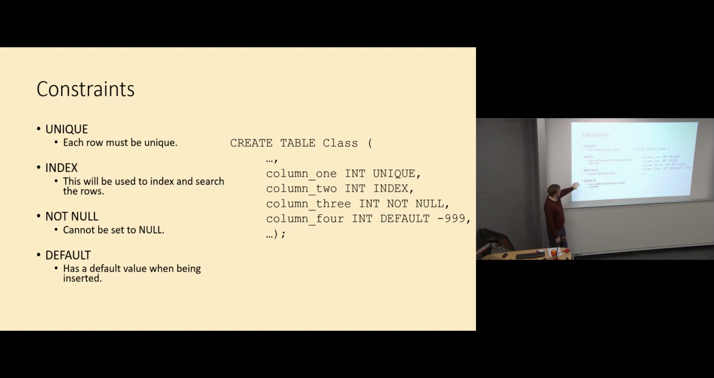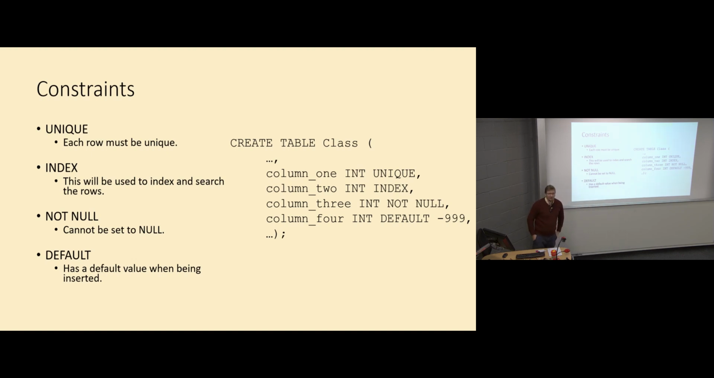And then default is slightly more complex. If you don't insert this value, you get a default value instead. So here we've got 4 columns. If I insert something into class, but I don't put anything for column 4, it'll just be set to -999.